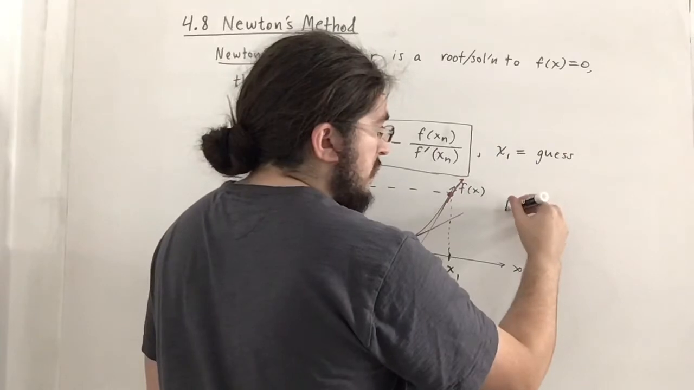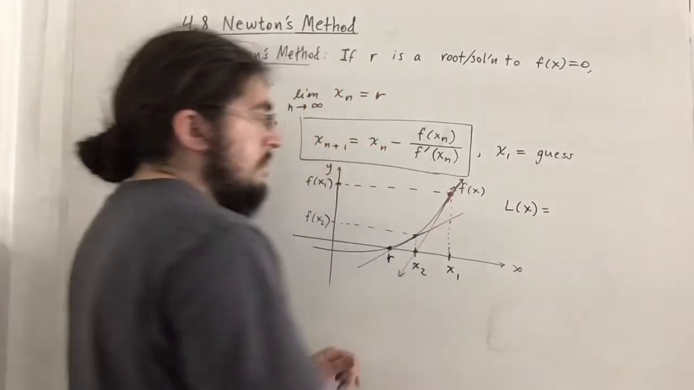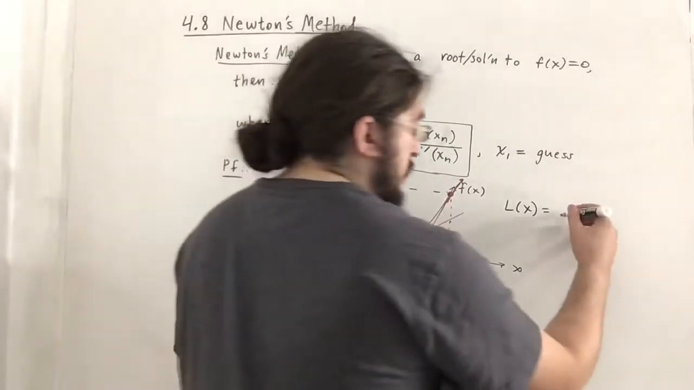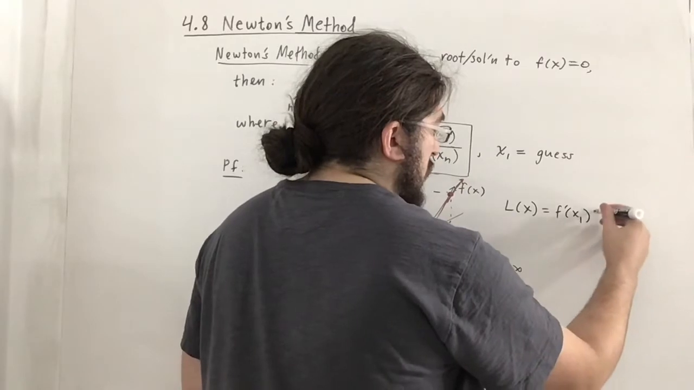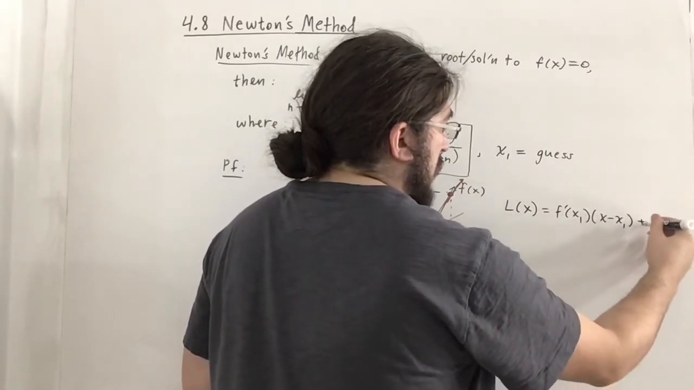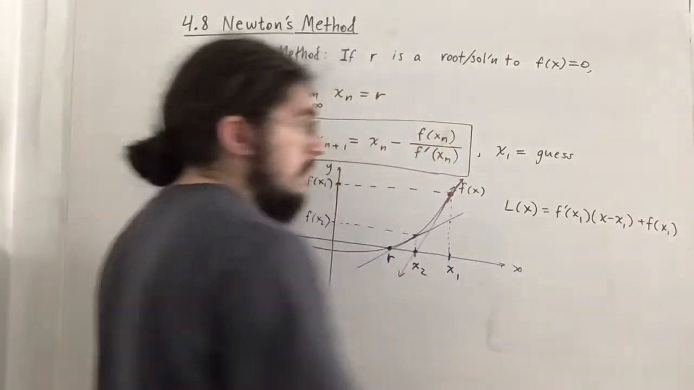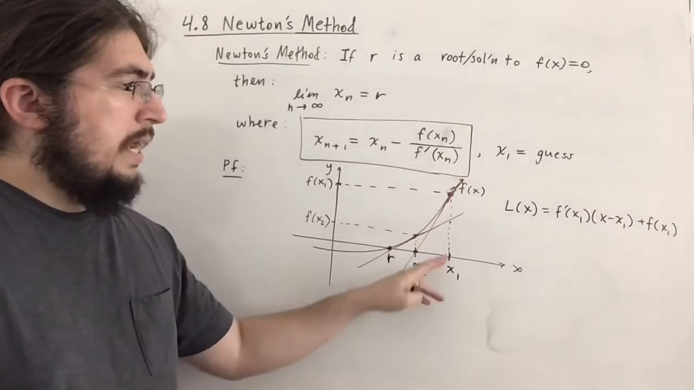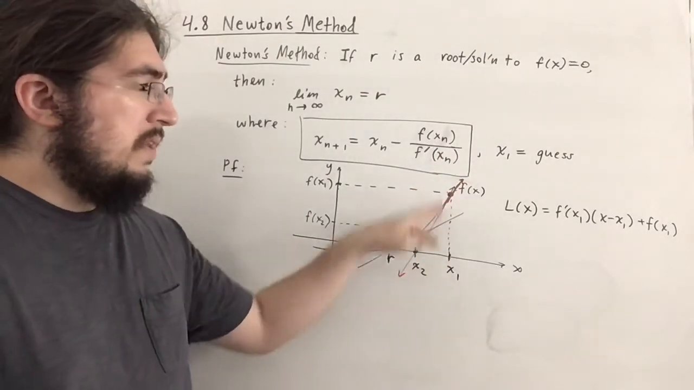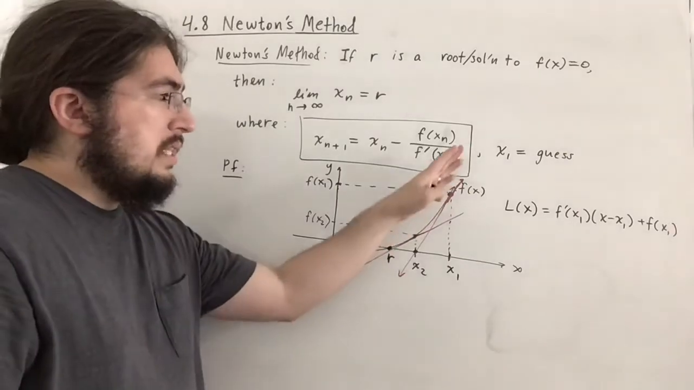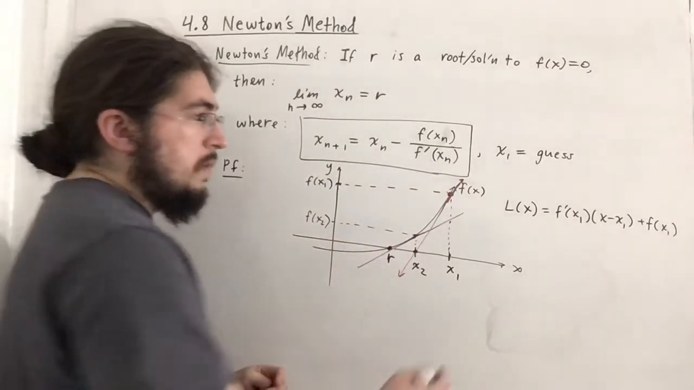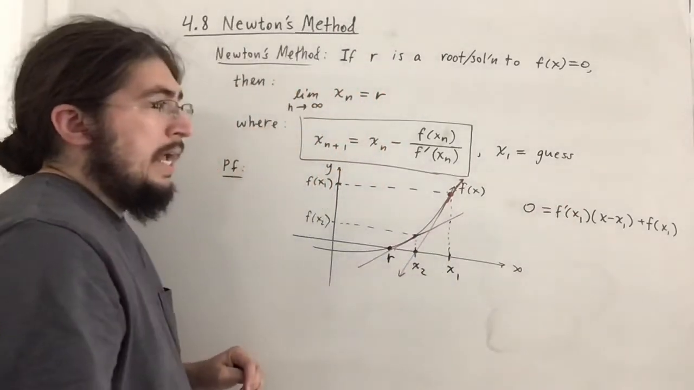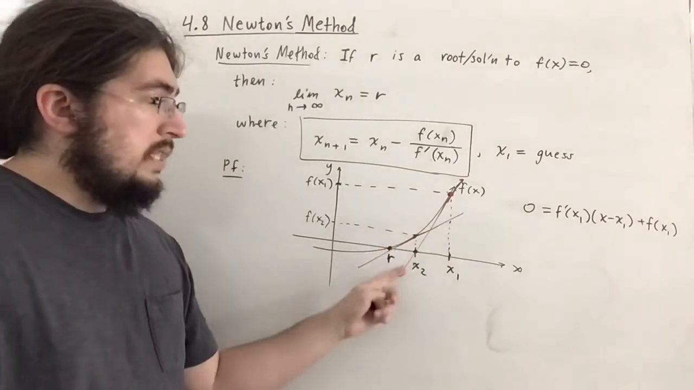So recall from linearization that the line of tangency at x1 is given by f prime of x1 times x minus x1 plus f of x1. Okay, so I think that's pretty simple to see. That's just the equation for the tangent line at the point of tangency, where the x value is x1. But if we want this line to cross the x-axis, we're setting its y value equal to 0. Great. And the x value we get in solving this is what we call x2.